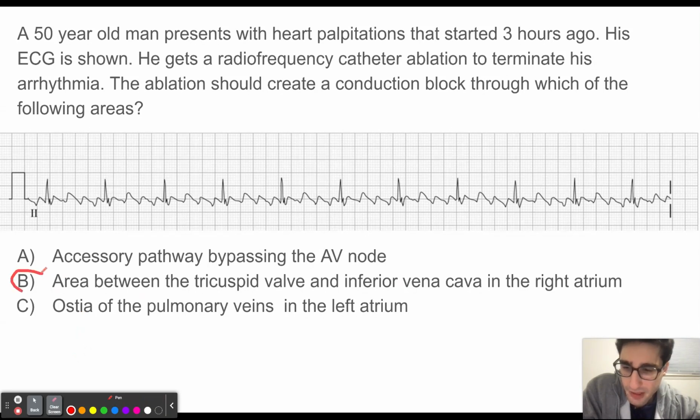So our answer is going to be B, which is area between the tricuspid valve and inferior vena cava in the right atrium. This is where atrial flutter is going to start. Answer choice A is accessory pathway bypassing the AV node.